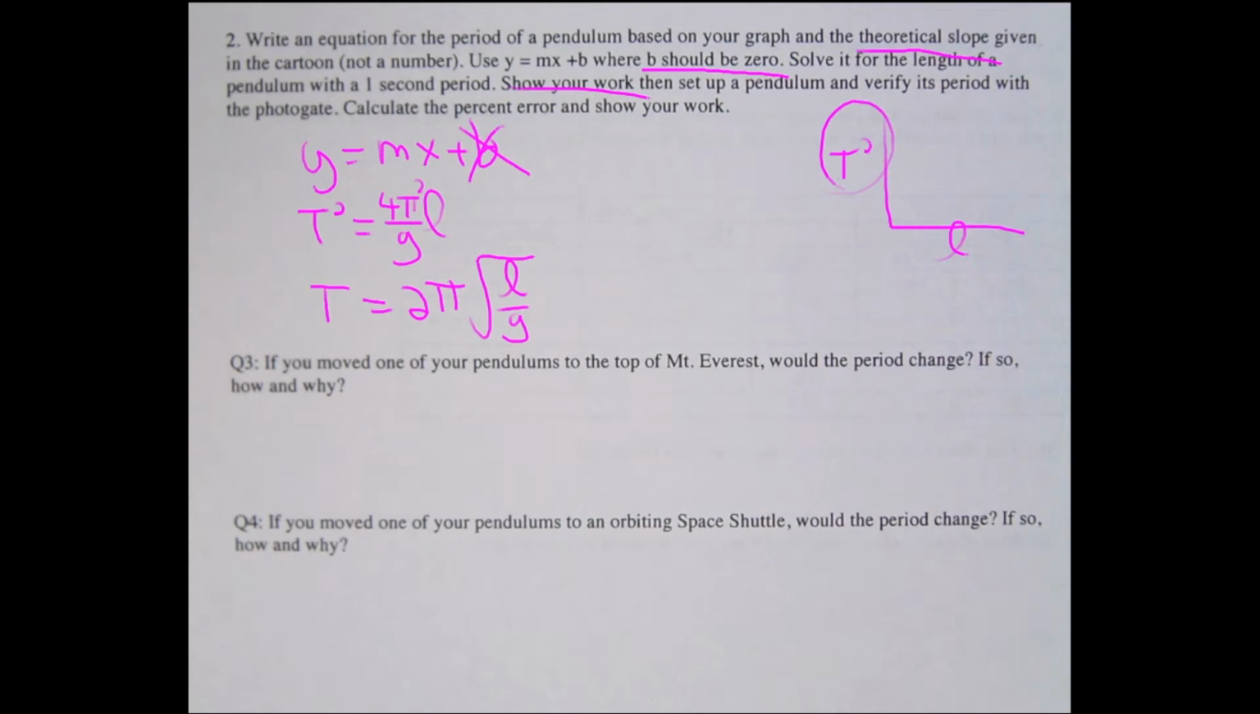Another reason to see why it's period squared is to look at the units. On this side, 4 pi squared has no units, but I have meters for length over meters per second squared for little g. And so the units are seconds squared, but period is just seconds. So if we square the period, then we get seconds squared, which agrees with that.